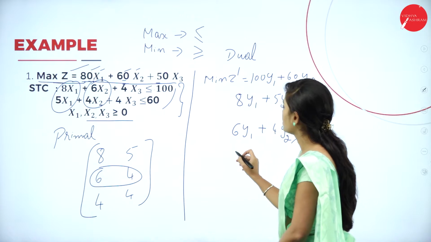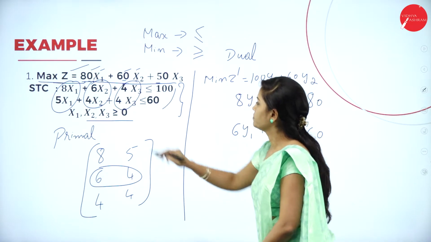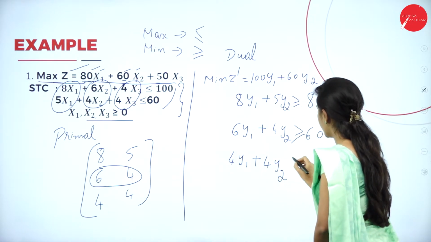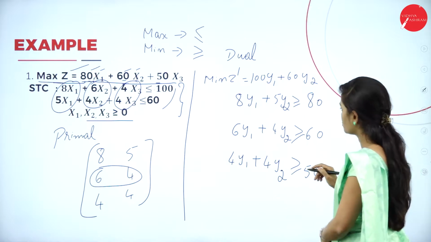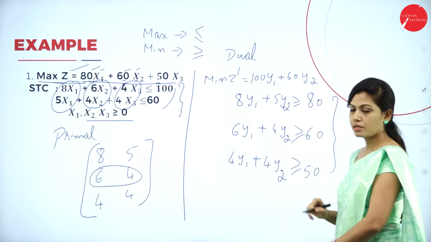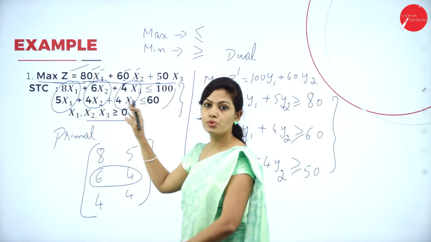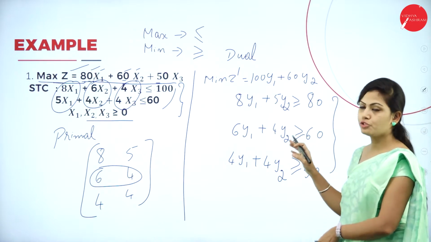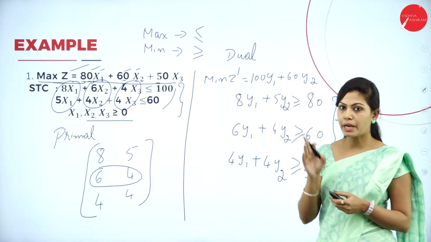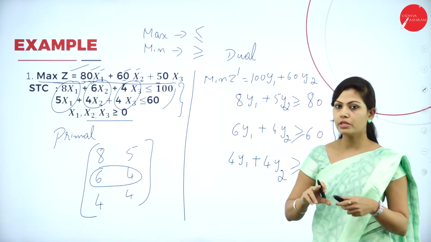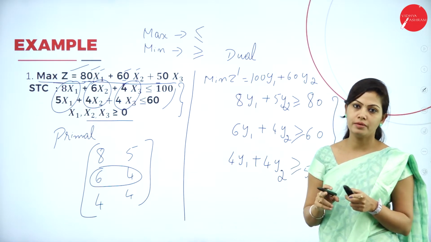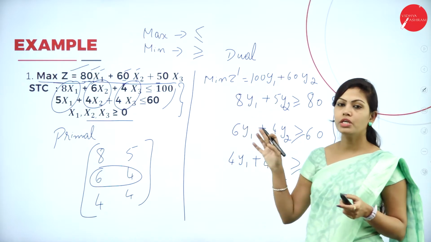And 4 and 4: 4y1 plus 4y2 greater than or equal to 50. So now after converting from primal to dual, I got 3 constraints. Before we had 2 constraints. So now it is in the form of dual. So I have converted from primal to dual. So if the primal has an optimal solution, then after converting, the dual also has an optimal solution. So this is your primal to dual conversion.